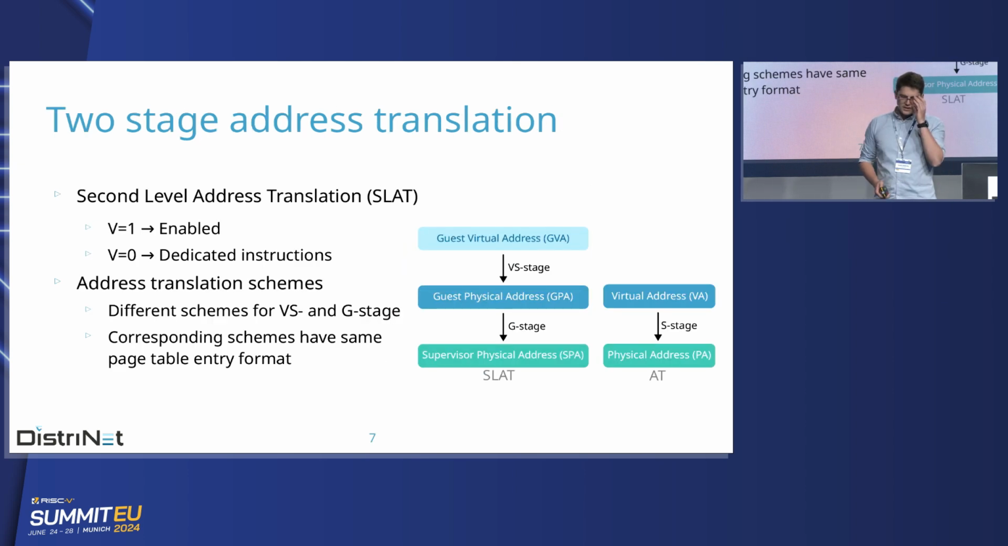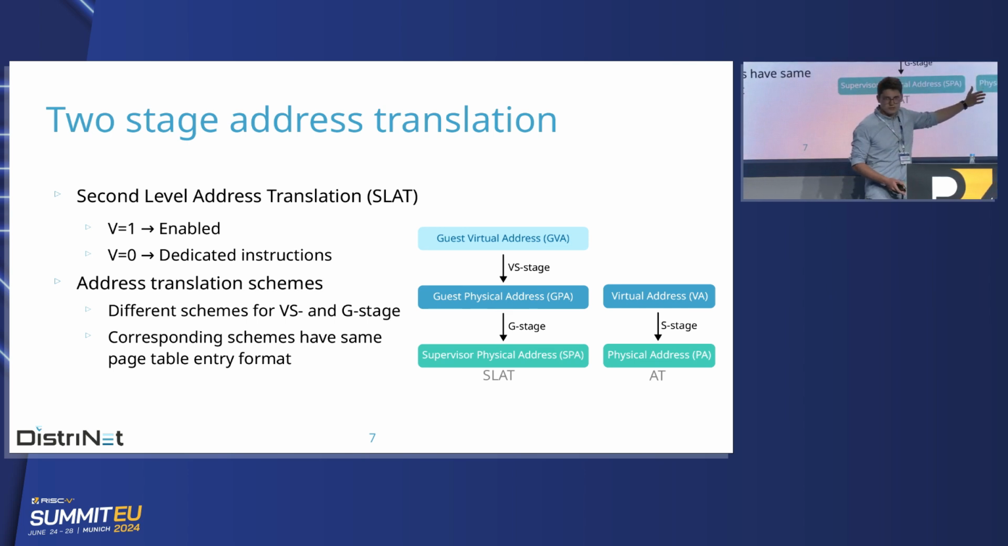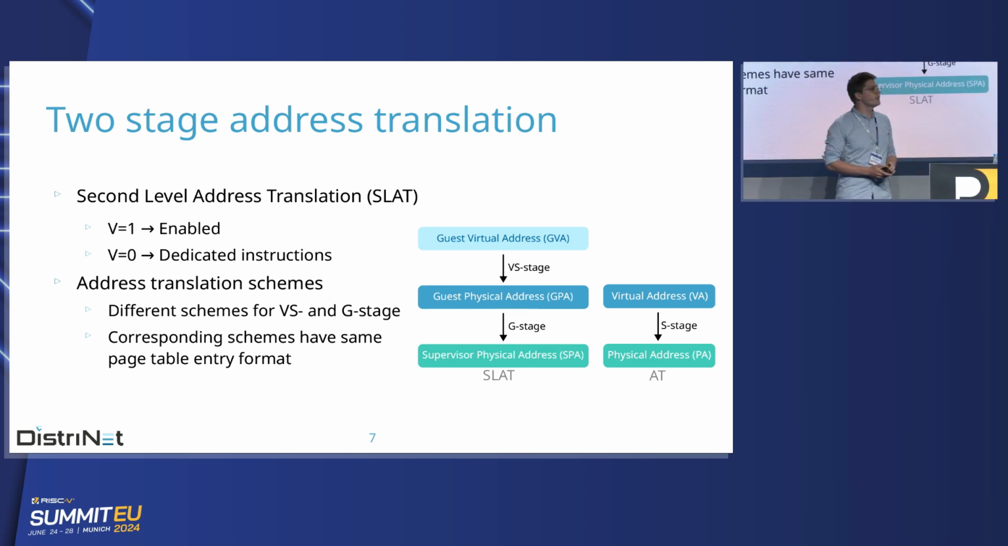Okay, the second major feature of the hypervisor extension then is second-level address translation. This is enabled by default whenever virtualization is on. There are several different address translation schemes, and they are different between the two address translation stages. However, they have the same page table entry format, so in theory, page tables can be used between them. And the figure shows that whenever virtualization is off, it's just one normal address translation stage that everyone is probably familiar with. When virtualization is on, addresses are first translated to an intermediate format.